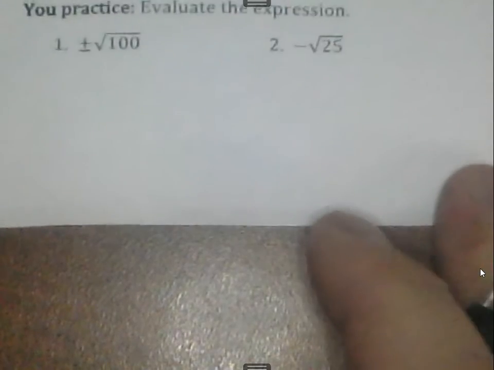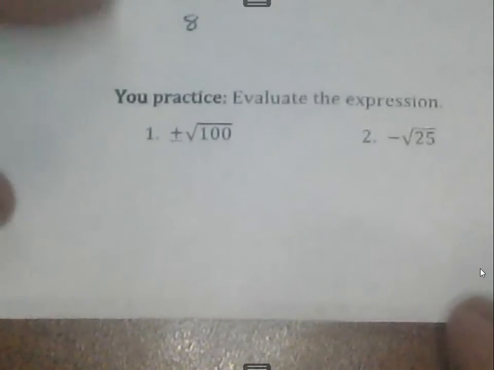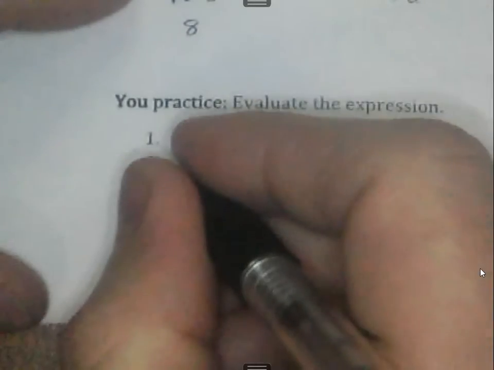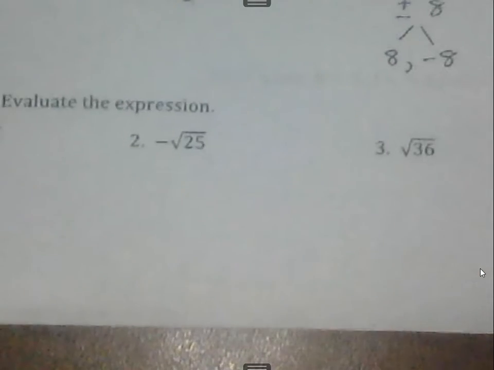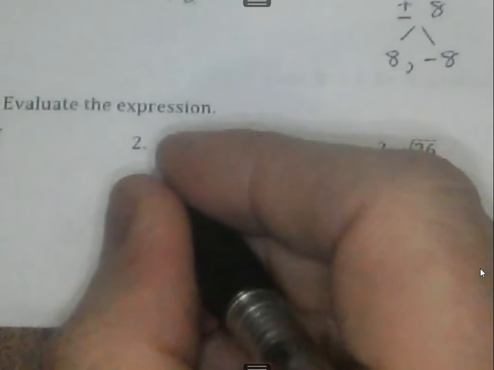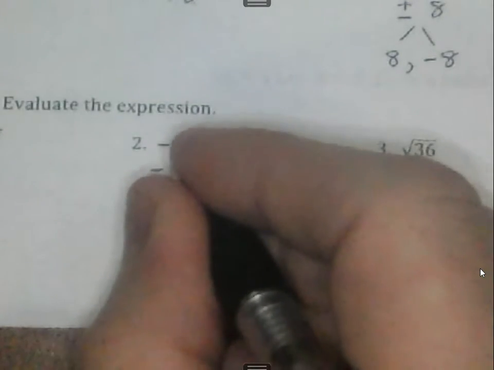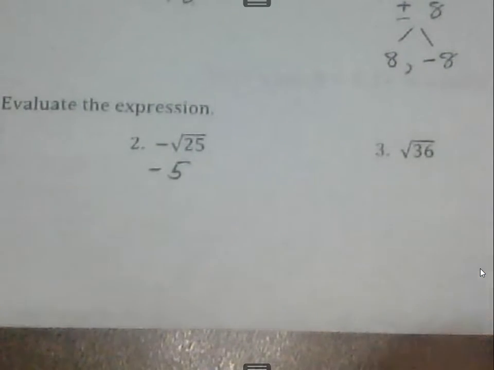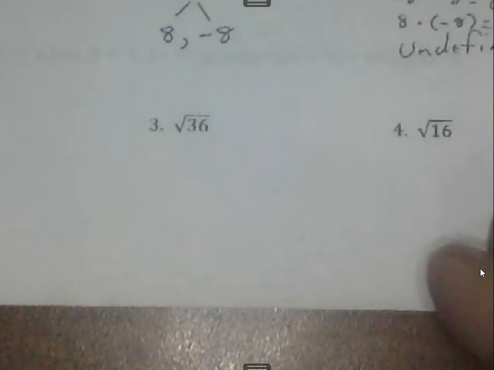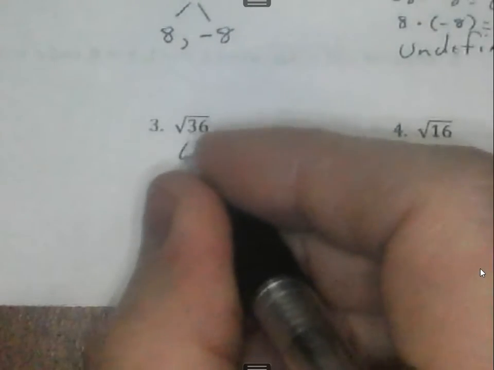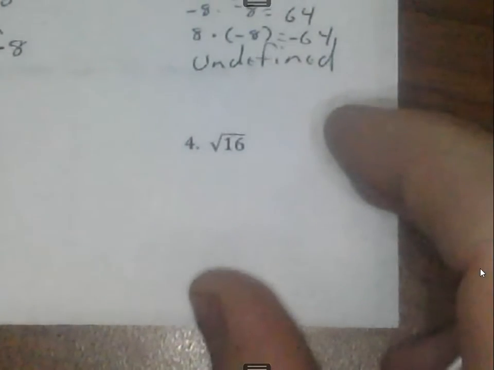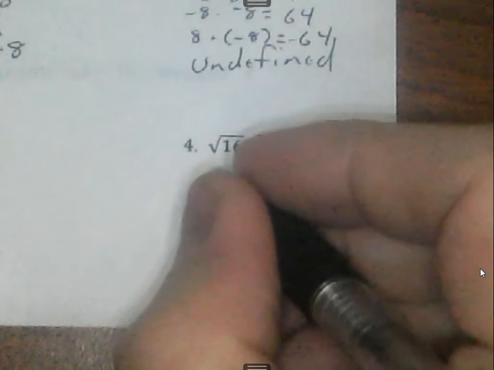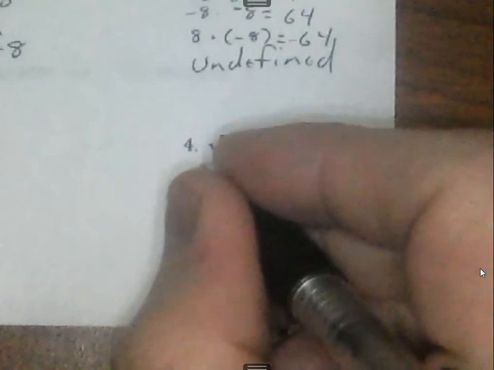All right, we want you to go ahead and try number 1. The answer to number 1 is going to be plus or minus, square root of 100 is 10. Go ahead and try number 2. The answer to number 2 is negative 5. Go ahead and try number 3. The answer to 3 is 6. And go ahead and try number 4. The answer to number 4 is 4.